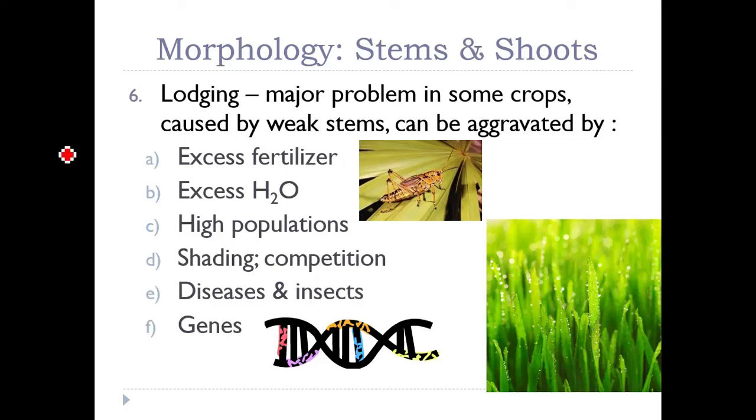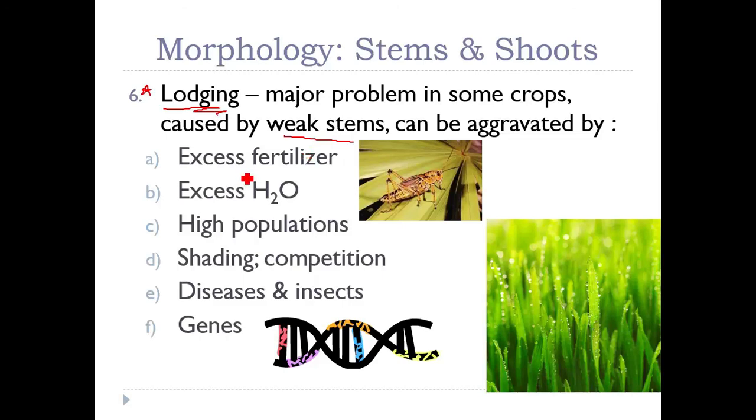It's hard to harvest these things from the ground, so we want as much as possible to eliminate lodging in a cropping situation. We do not want lodging to occur. It can be caused by several things, mainly weak stems. Something weakens the stem and causes the plant to fall over.